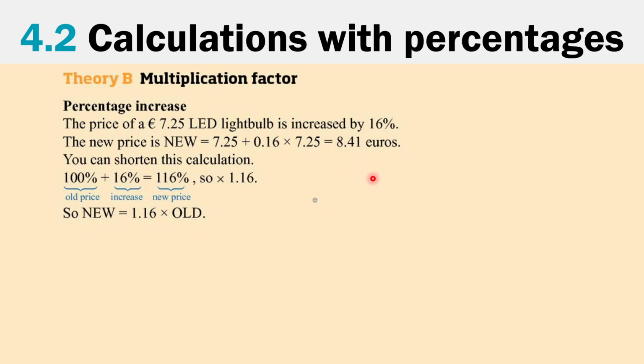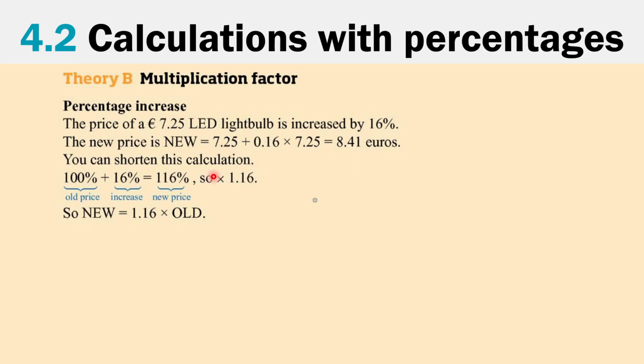Percentage increase. The price of a 7.25 euros LED light bulb is increased by 16%. You can do this in a long calculation, right? If you say, well, the new price is in that case the old price, 7.25, plus 16% of 7.25. This divided by 100 is 0.16 times 7.25, which is 8.41 euros. But again, mathematicians are lazy. We can do this a lot quicker.